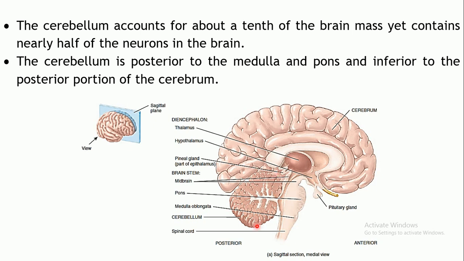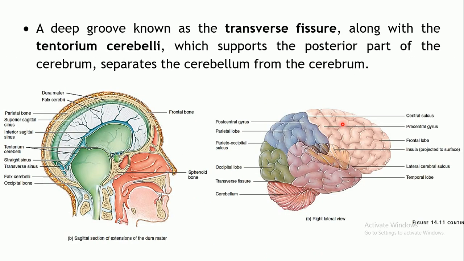This particular part is located posterior to the brain stem, that is the medulla and the pons, and inferior to the posterior aspects of the cerebrum. And there is a groove which separates the cerebellum from the cerebrum. That groove is known as the transverse fissure.